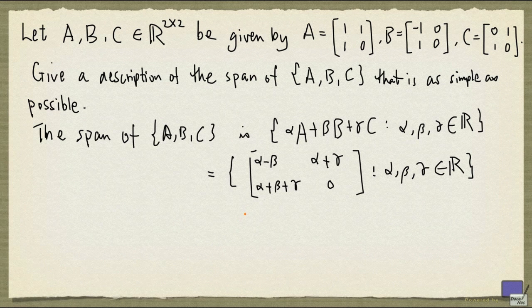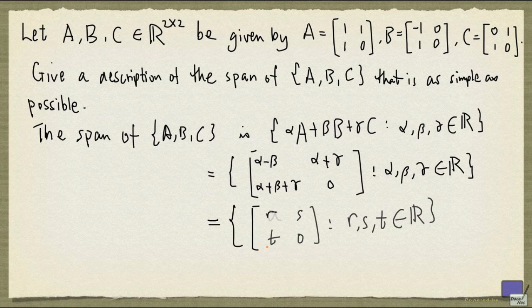So the span consists of all matrices of this form, and in particular the lower right entry is always 0. Now the question is, what can these values possibly be? And I'm going to claim that they can be anything you like. So I'm going to claim that this is in fact equal to 2 by 2 matrices of the form [R, S; T, 0], where R, S, and T are real numbers.